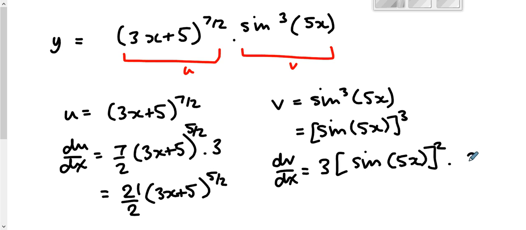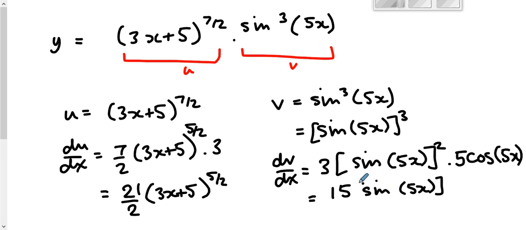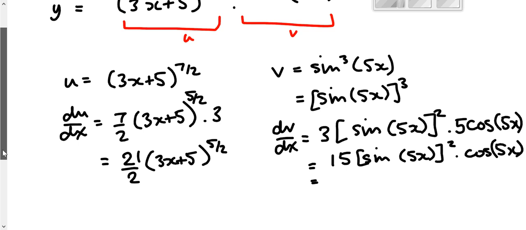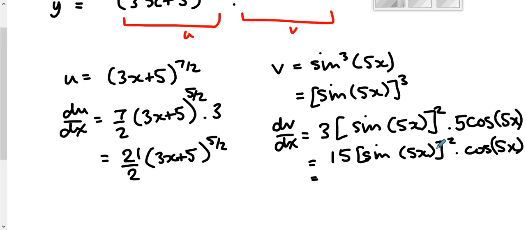Now sine goes to give cos 5x, and of course you bring out the derivative of this thing, so it's the 5 there. And then we can combine the 3 and the 5 to give 15. And then we've got (sine 5x) all squared times cos 5x. And then I'm just going to return this to sine squared 5x. So 15 sine squared 5x times cos 5x.